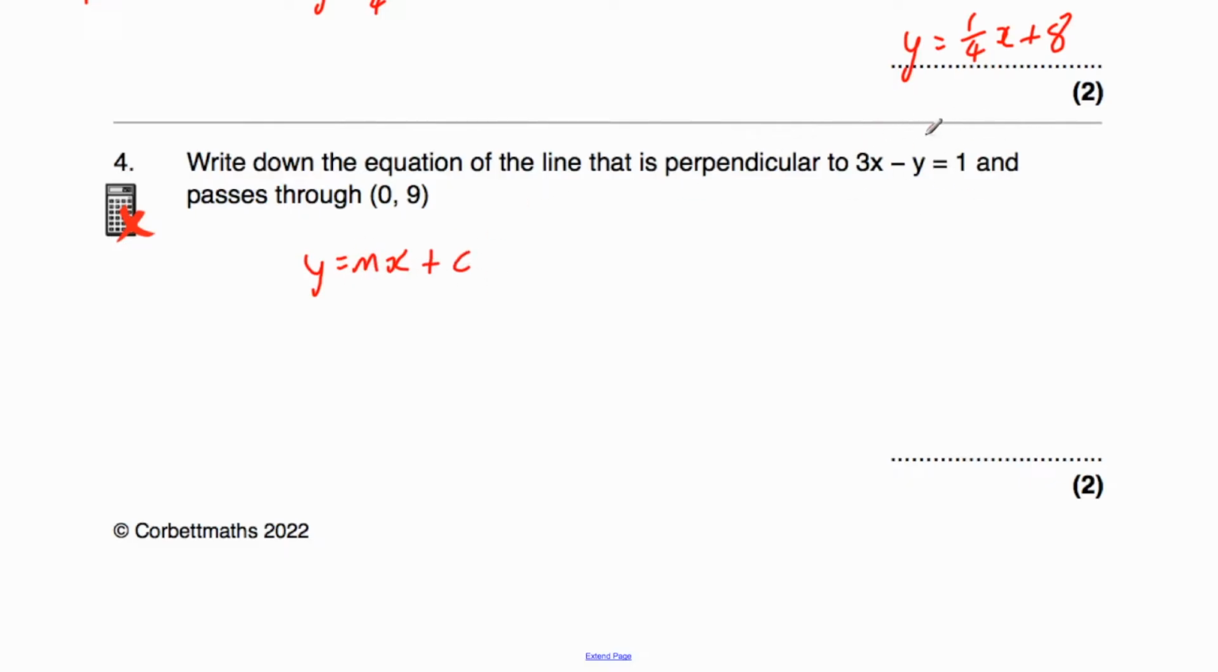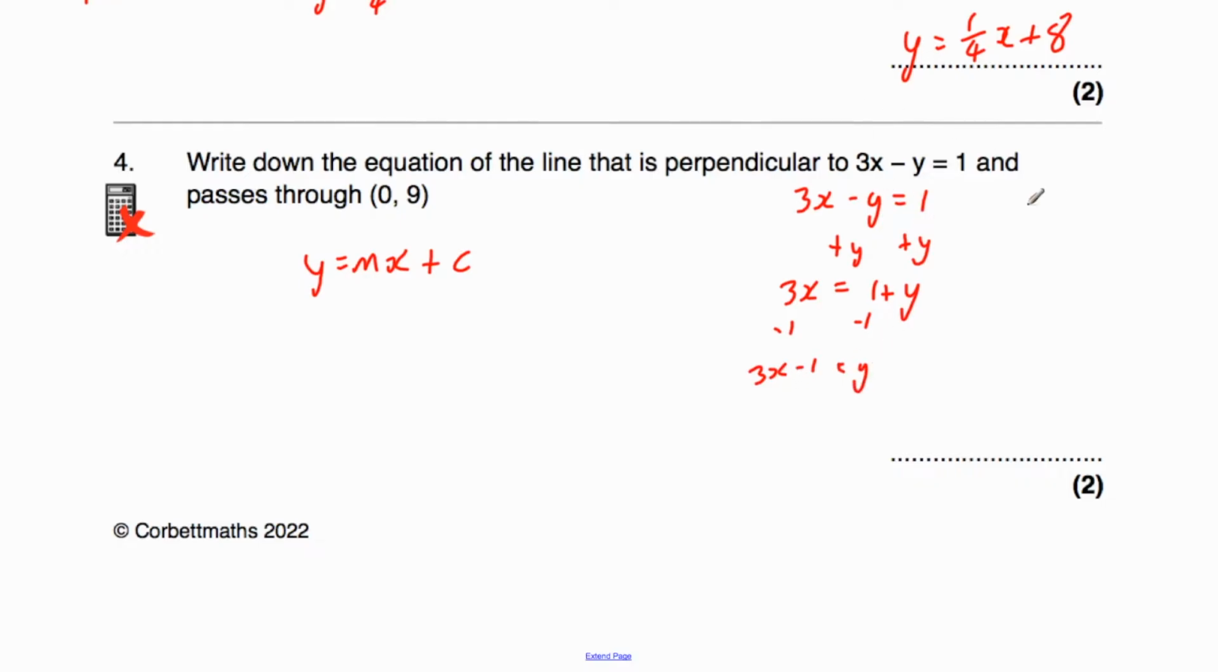So if we look at the line that it's perpendicular to, we've got 3x minus y equals 1. Whenever I'm looking at this, I can't spot its gradient straight away, because if it was in the form y equals mx plus c, I could spot the gradient straight away, but this isn't y equals. I want this to be y equals. So I'm going to add y to both sides of this equation, to get rid of the minus y. That leaves me with 3x on the left-hand side, and on the right-hand side I had 1 plus y. Now I want the y on its own, so I'm going to subtract 1 from both sides, so that'll be 3x minus 1 equals y.